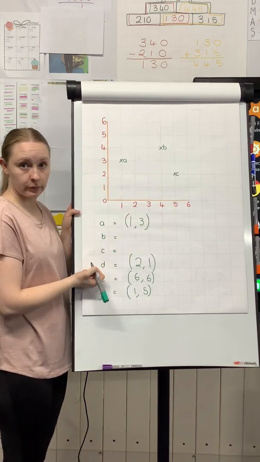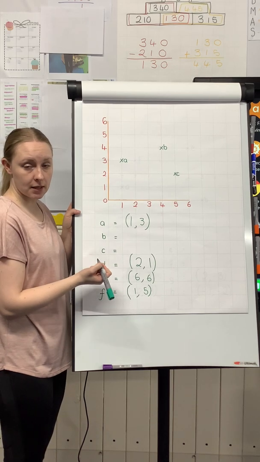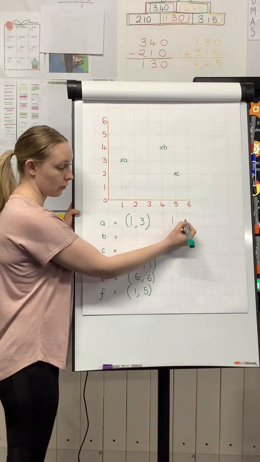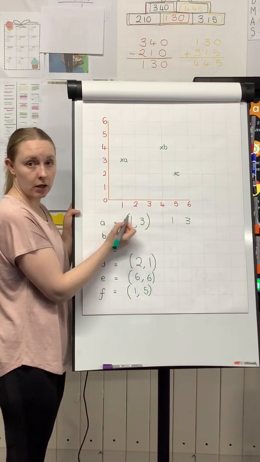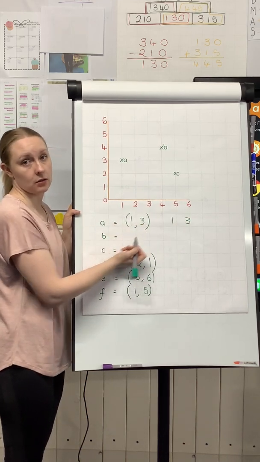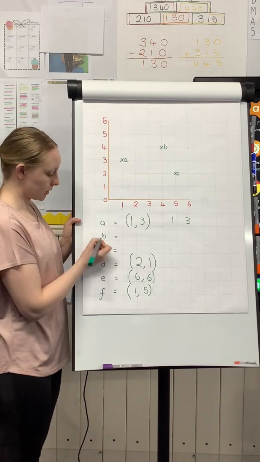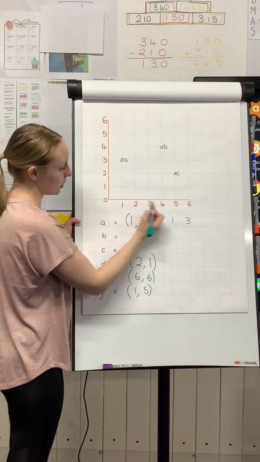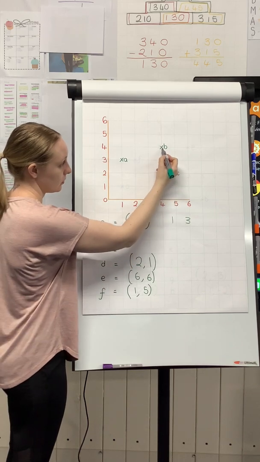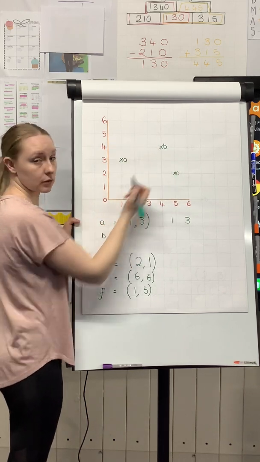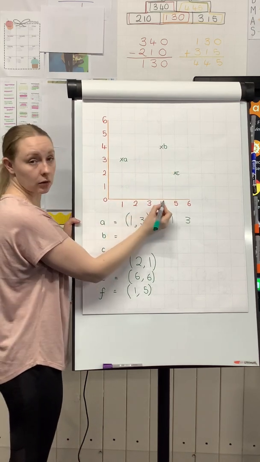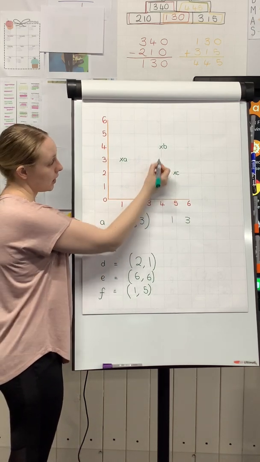around them. Very often in tests, you won't get your mark if you just write 1, 3. You need the comma and you need the brackets. Right, so let's look at B. B is here. So we're going to go along to 4 and up to 4. I'll do that again. B is here. So I'm going along to 4 and up to 4.